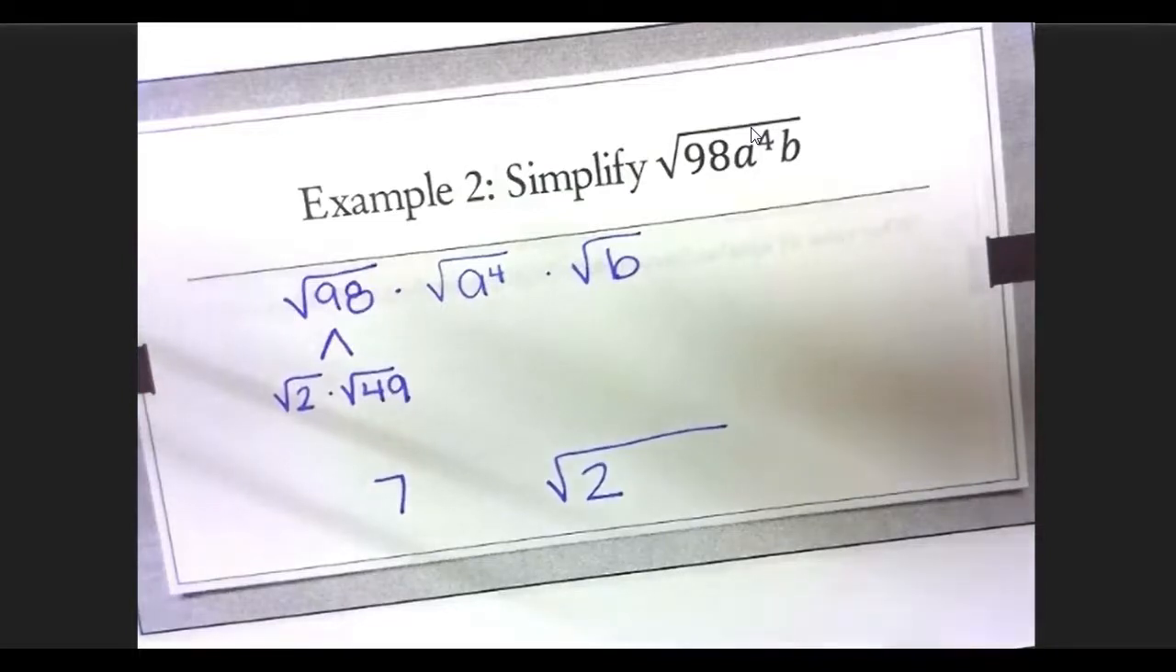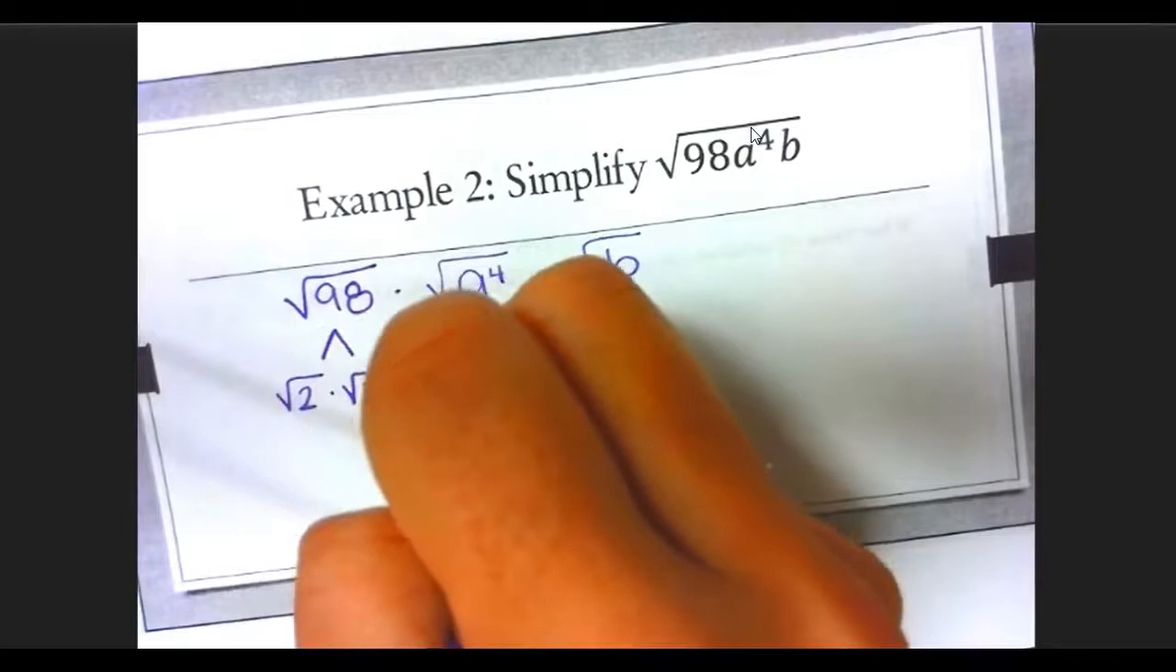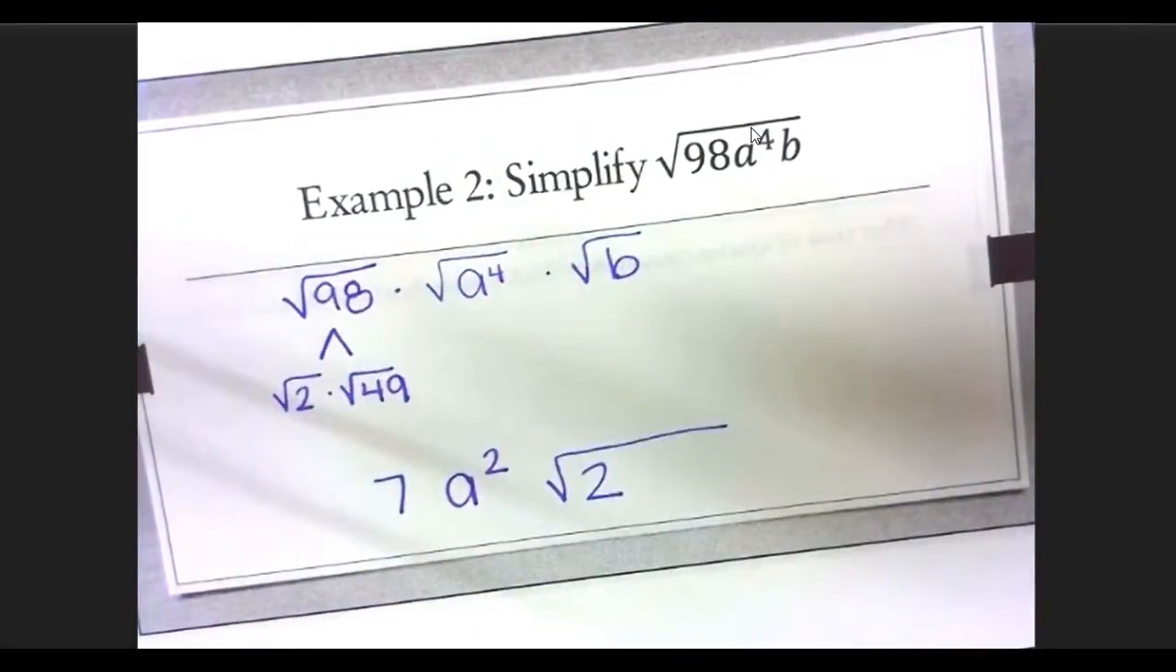But now we added variables to the mix. A to the 4th. 4 is what type of number? Even or odd? Even. So what do we do with an even exponent? Divide it by 2. What's 4 divided by 2? 2. So the a squared comes out in front.